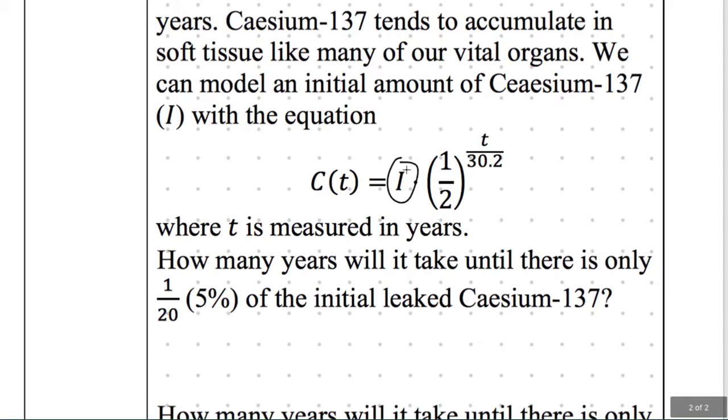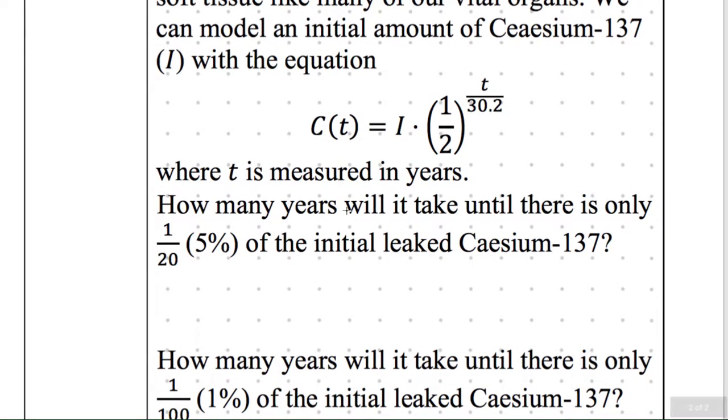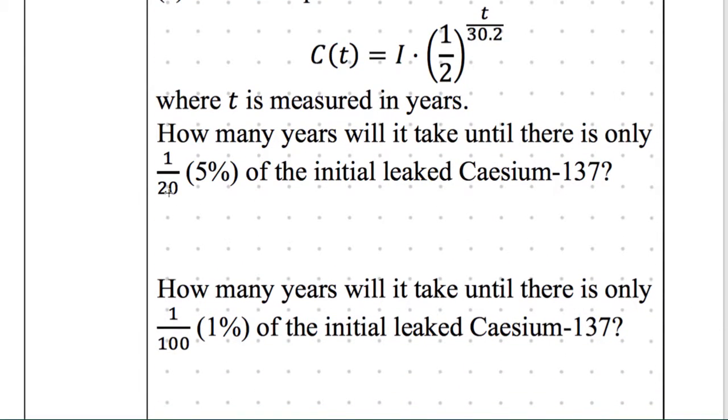So I get rid of my initial value, and I just set this equal to 1/5, or sorry, 1/20th. So our first line, 1/20th, is equal to all of this stuff without an initial amount: 1/2 to the power of t over 30.2. I'm going to pause here, because I think what I just did was really confusing.